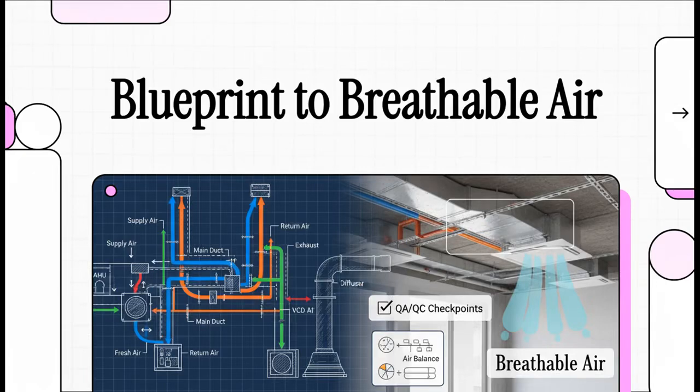All right, every site engineer knows this moment, right? You get handed this super complex HVAC drawing, just a sea of lines and numbers. And the big challenge is always, how do you turn this piece of paper into a living, breathing system? Well, in this explainer, we're going to break it down and build the complete step-by-step execution plan to make that happen from start to finish.